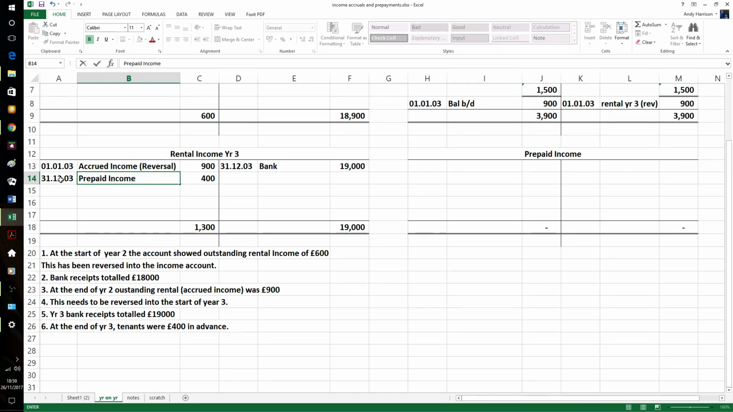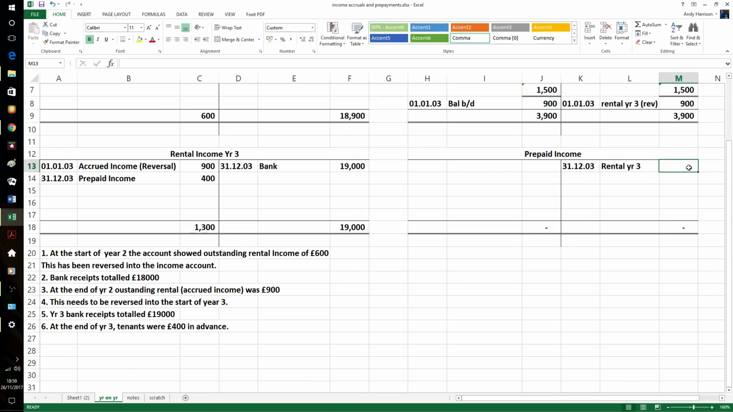Tenants have caught up and gone normal, basically, payments in advance. So one debit entry, one credit entry. That's from year 3, and they have the use of our property, which is why it's a liability. We owe them the use of our property.